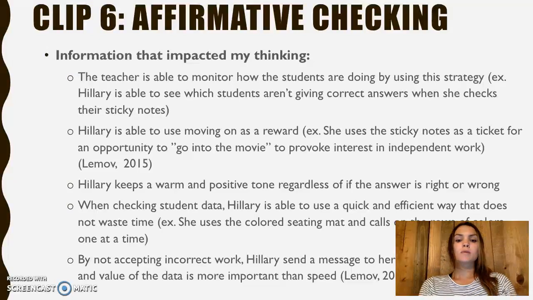Hillary also keeps a warm and positive tone regardless if the answer is right or wrong. When checking student data, Hillary is able to use a quick and efficient way that does not waste time. I noticed that she had many students all on a mat, and there were different rows of colors, and so she used the colored seating mat and called on rows of colors one at a time. Therefore, she wasn't bombarded with a bunch of students at one time, and it went very effectively and did not take up a lot of time. And by not accepting incorrect work, Hillary sent a message to her students that the quality and value of data is more important than speed.